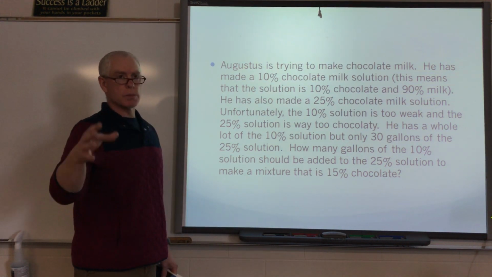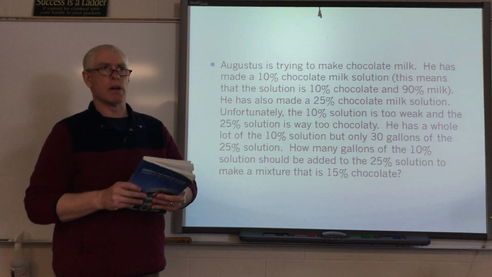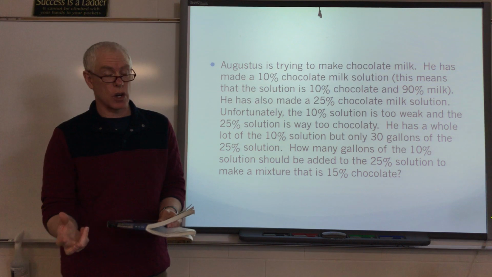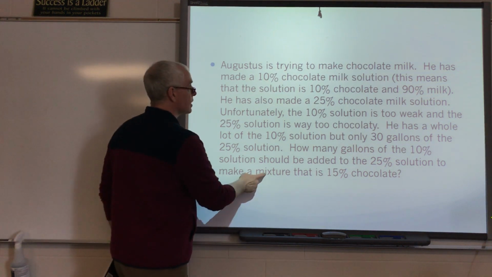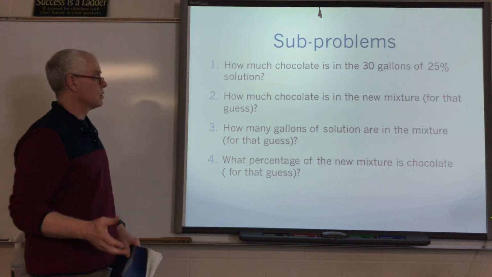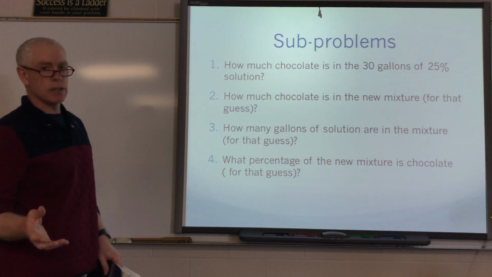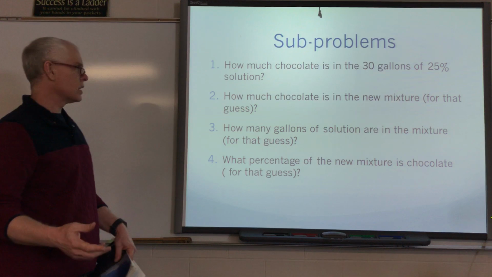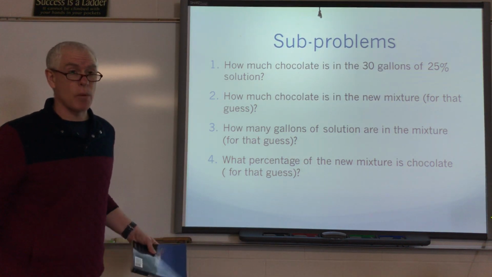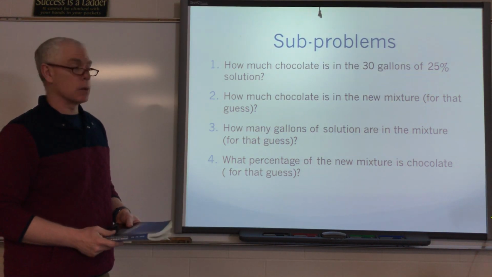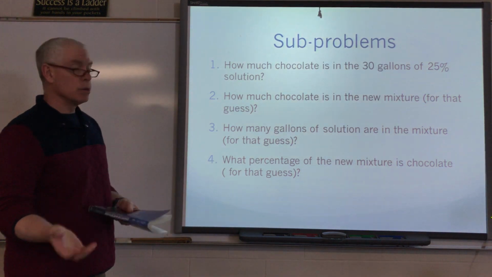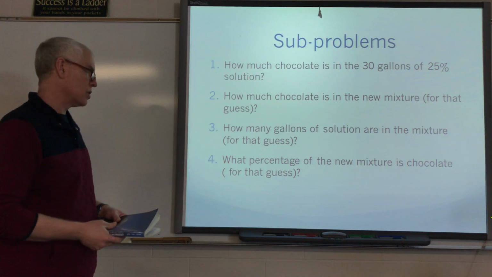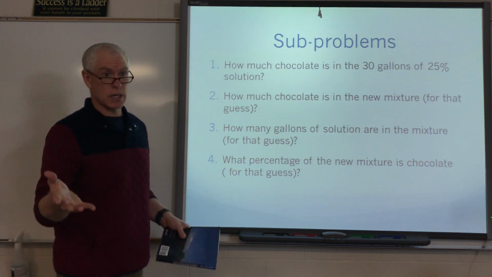Well, again, we're going to do some sub-problems, but this is an example where in the process of doing our sub-problems, we're going to use a guess and check chart. Okay, so I'll lead you through that example. So here's our problems. How much chocolate is in the 30 gallons of the 25% solution that he has? How much chocolate is in the new mixture for that guess? So we're going to be guessing. I don't know how many gallons of that 10% mixture we're going to put in there. How many gallons of the solution are in that mixture with that guess? And then what percentage of the mixture is chocolate? We're trying to get to 15%, recall.